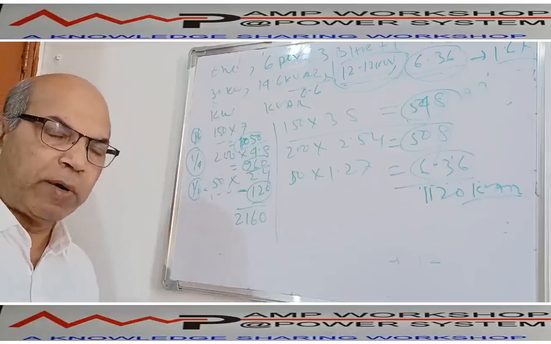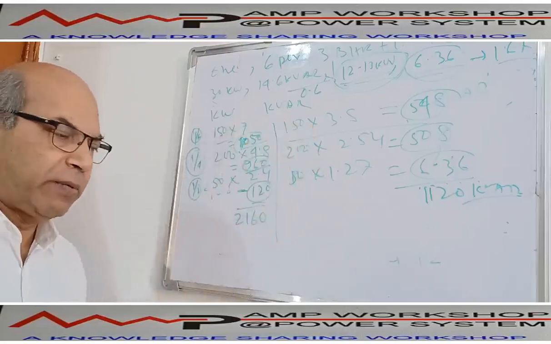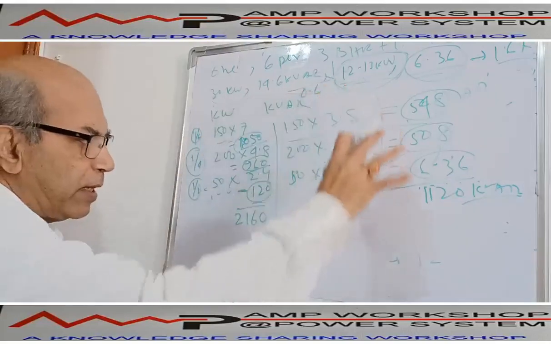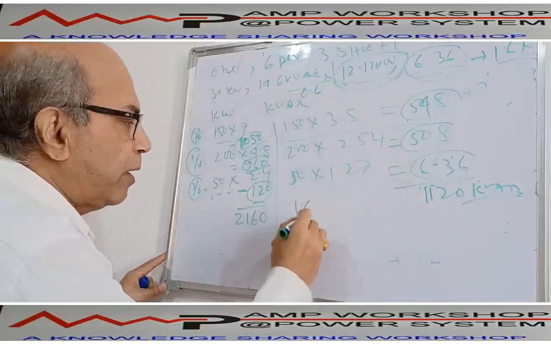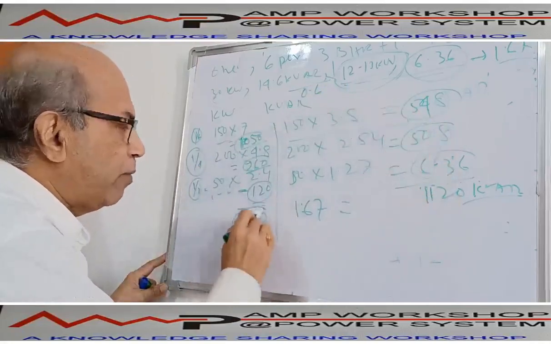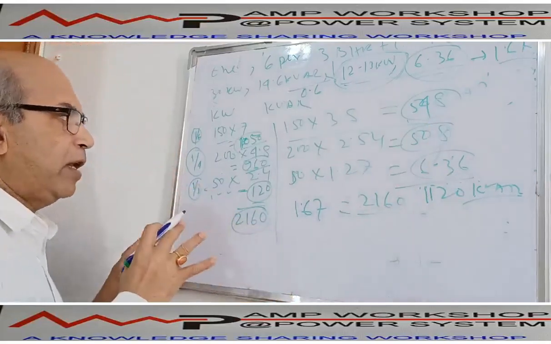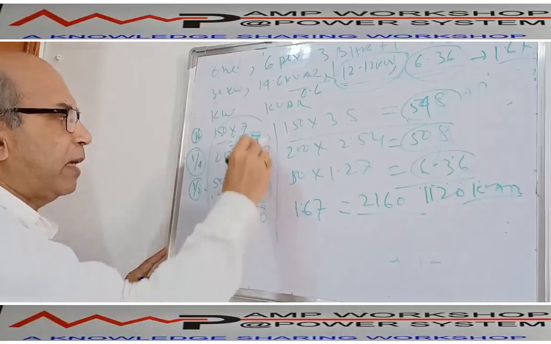Out of these 400 apartments, there is another diversity factor, so for each type of apartment there is a diversity factor. If we consider the diversity factor amongst all of this as 1.67, then that equals the sum of all these loads. So the kilowatt is how much? 2160. That is divided by, at a particular instant, all these apartments being supplied by a transformer.